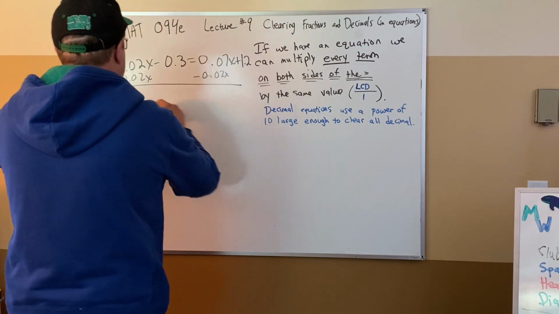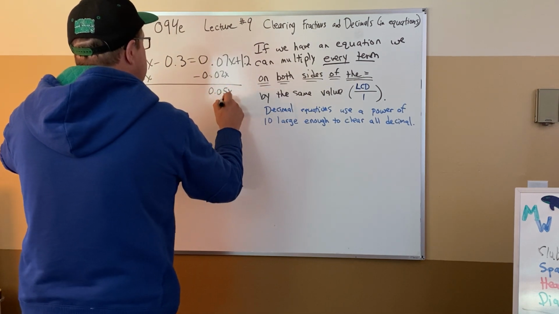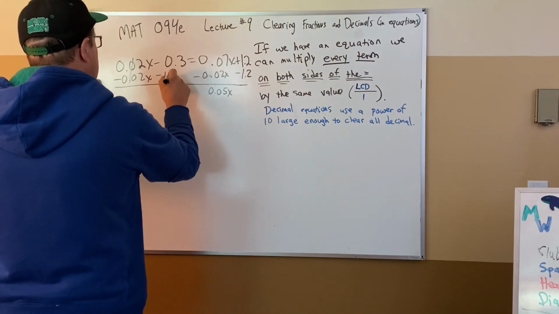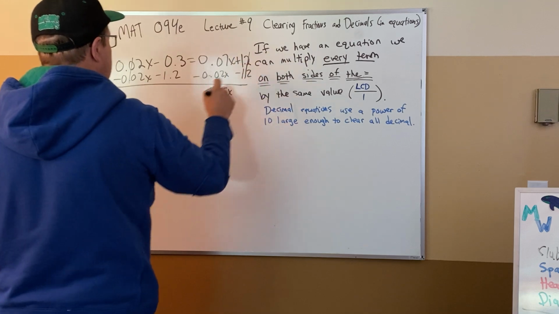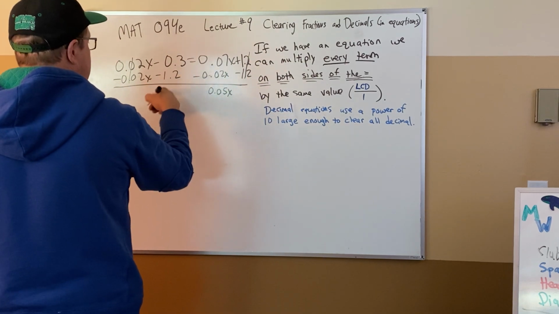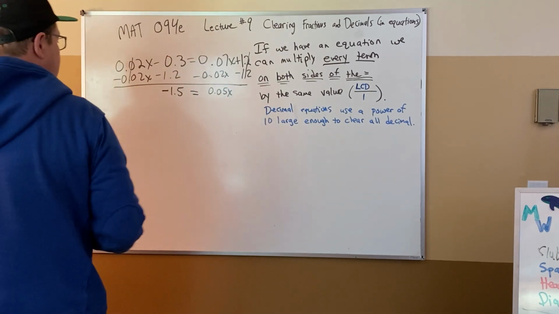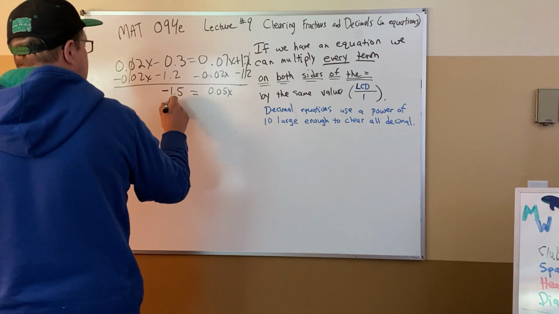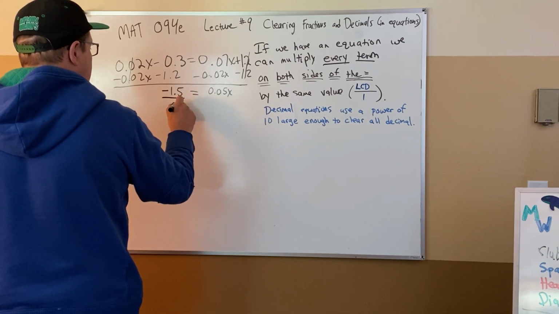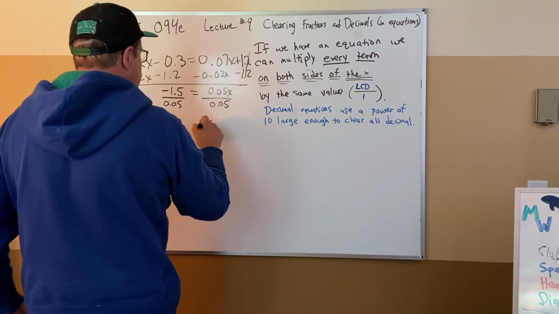It's not the worst, but here we go. And this is 0.05x. This can't stay, so I'd say minus 1.2, minus 1.2, and this is gone, and this is going to get me negative, adding them together, I get 1.5, negative like the 1.2. Then I would have to come along here and divide by 0.05. 0.05, 0.05. This will get me x.